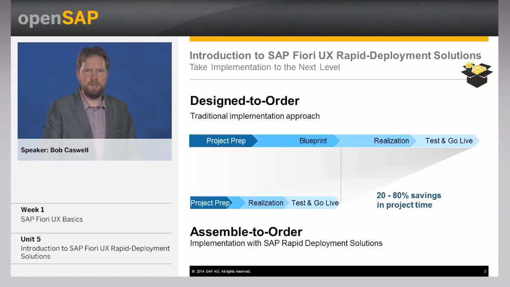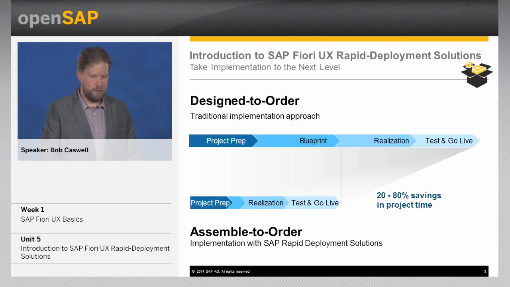As previously mentioned, this packaged approach typically delivers 20 to 80% savings in implementation time and cost, compared to a traditional implementation approach. You can see the comparison here on the slide between the two approaches. Design to order is the more traditional approach, and it includes a lengthy blueprinting phase, and overall has a more open-ended set of requirements in terms of the time required.